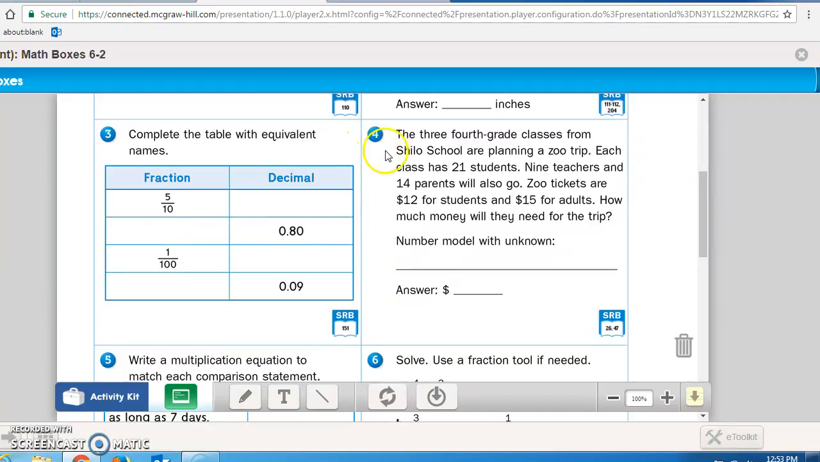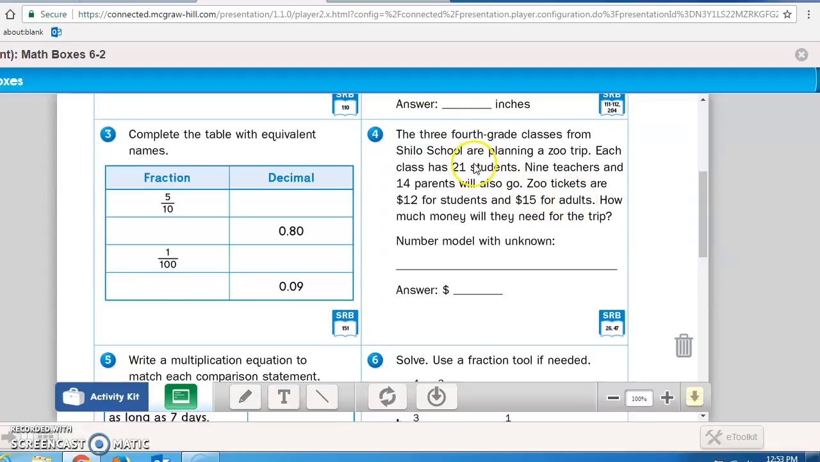Math Box 4 reads, the 3 4th grade classrooms from Shiloh School are planning a zoo trip. Each class has 21 students. So there's 3 4th grade classrooms that have 21 students in each one of them. 9 teachers and 14 parents will also go. Zoo tickets are $12 for students. Oh, that's where I'm going to need to use this 21 students in all 3 classes. And $15 for the adults.